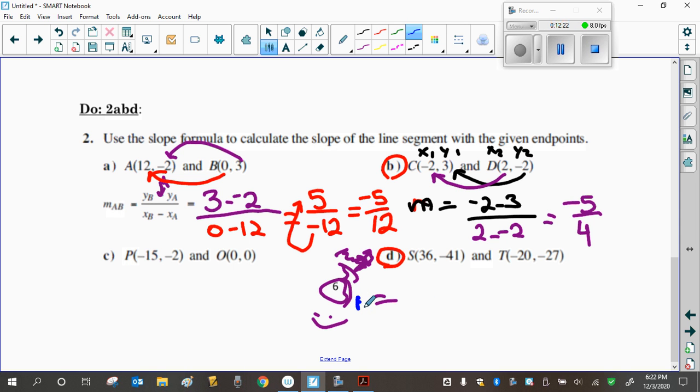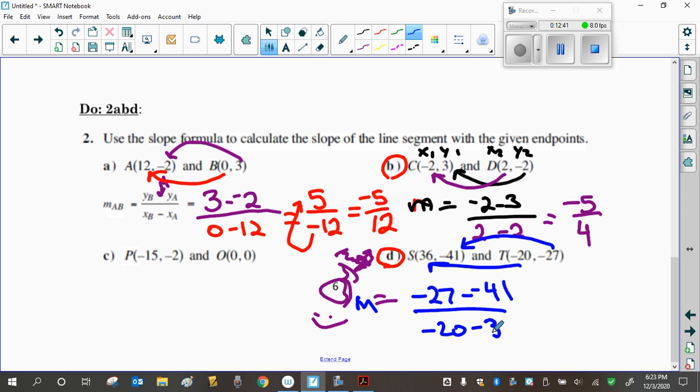Slope equals y2 subtract y1. Same thing every time. Negative 27 subtract negative 41. So that's going to be plus 41. And this is negative 20 subtract 36. Negative 20 subtracts in the formula. And then x1 is 36. Now we add them. I'm going to go out on a limb and say that's 14 over negative 56.